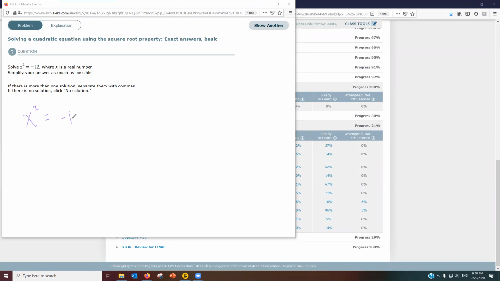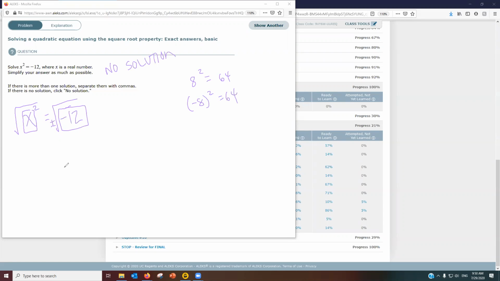Before I do this, let me think about this for a second. I'm going to try to square a number and get the answer negative 12. If I square a number, that answer always has to be positive. If we did 8 squared, the answer was 64. If we did negative 8 squared, we still got 64. There's no way to square a number and get a negative answer. You could probably see that too, because if I take the square root of both sides, I end up with the square root of a negative number, which I know is not a real number answer. So this problem has no solution.